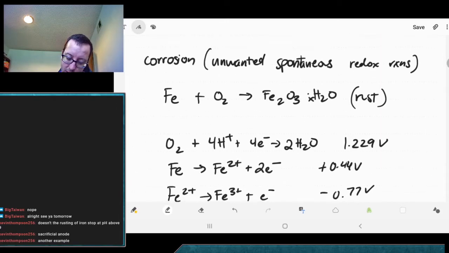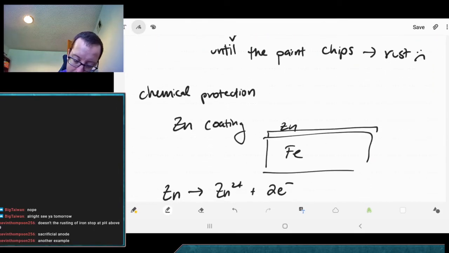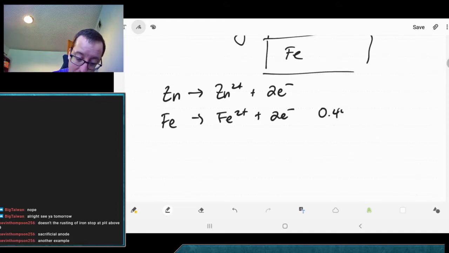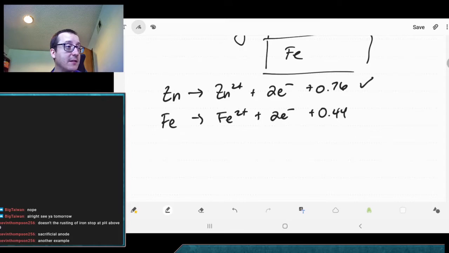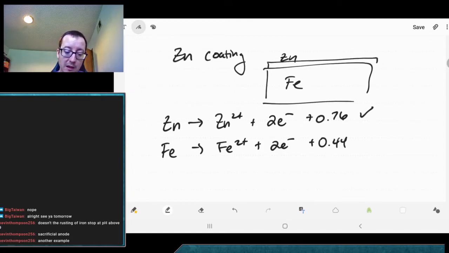We had the iron one written down here somewhere. That's going to be plus 0.44. I am writing this as oxidation potentials. Remember, that's just the reverse. The reduction potential that's given to you on the table there is just the opposite for oxidation. And so this one actually has a potential of 0.76. So this is going to be more likely to happen. Remember, the more positive means it's more likely to be oxidized. So by coating it with zinc, you can preferentially oxidize the zinc instead of the iron.